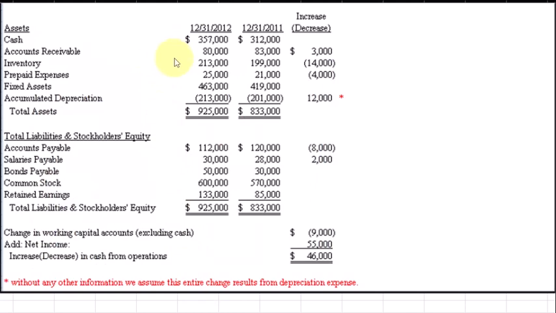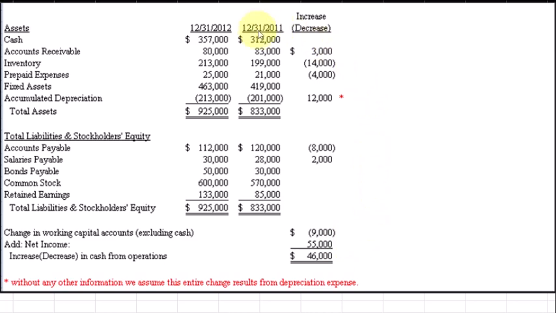Okay, so now what I've done is I've put those amounts that were provided and I've calculated the increases and the decreases. And to calculate the change in working capital accounts, what we do is we start off with net income and then we have to adjust it for non-cash items to derive the increase and decrease in cash from operations. We're only dealing with the cash that's provided or used in operations. So we're only tackling one of the three areas of the cash flow statement on this exercise.